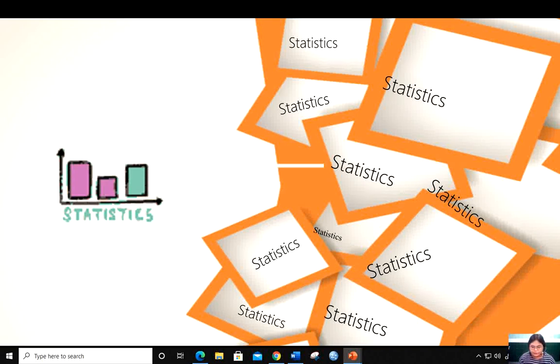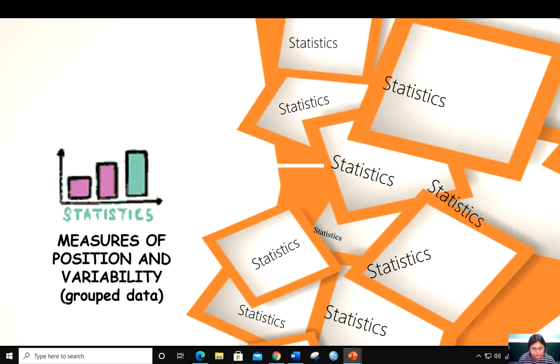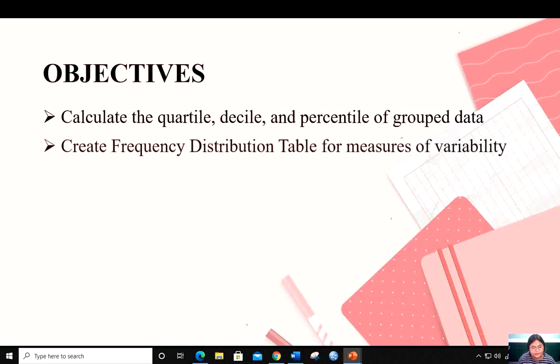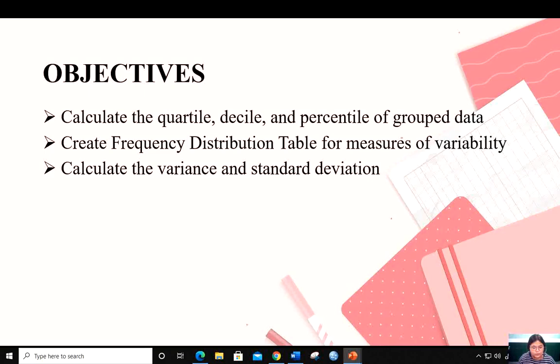Good afternoon everyone. Today's lesson is we are going to discuss the measures of position and measures of variability of group data. These are our objectives. First, we're going to calculate the quartile, decile, and percentile of group data. Second, we are going to create a frequency distribution table for measures of variability. The third one is we're going to calculate the variance and standard deviation. Okay, so let's get started.